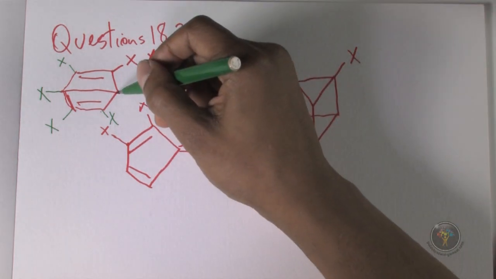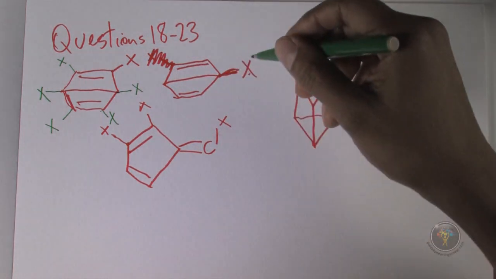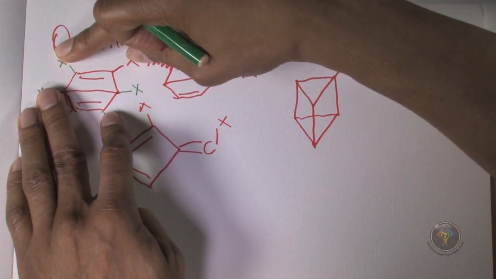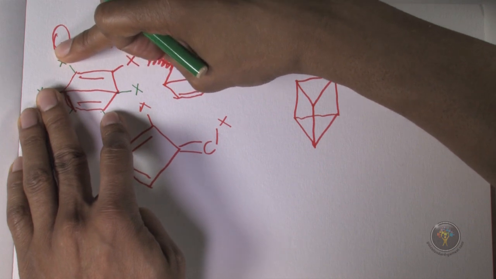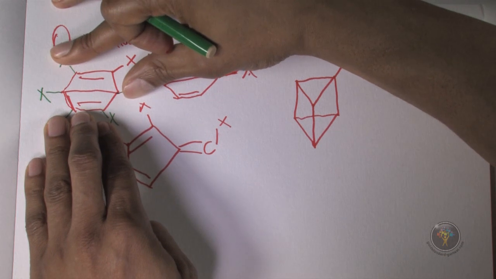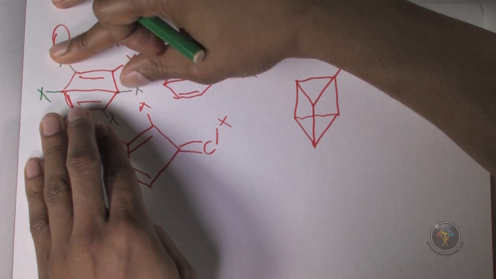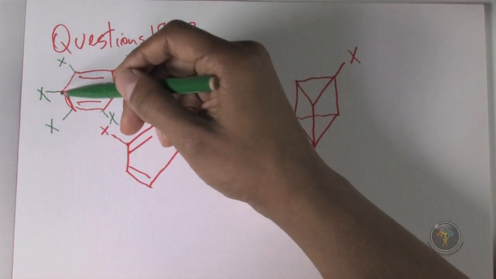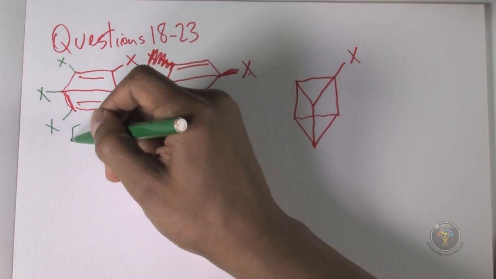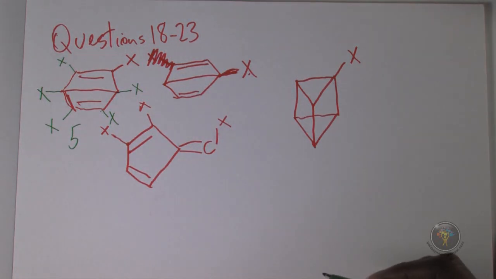And putting the X group here, that's even different, because clearly having the X group close to this other X group on this side is different from having the X group way on the other side of this one. So those are all different molecules. So we have 1, 2, 3, 4, 5 different disubstituted just by doing it that way.